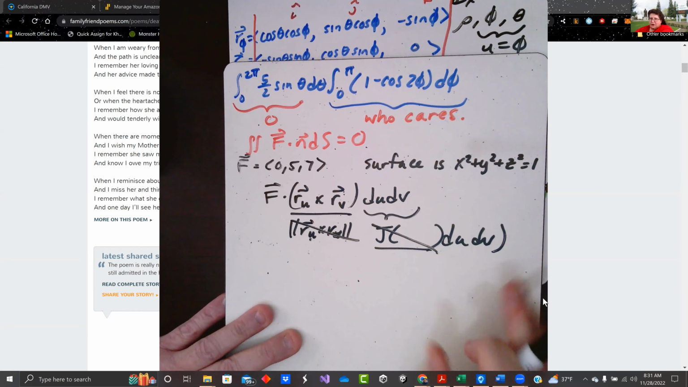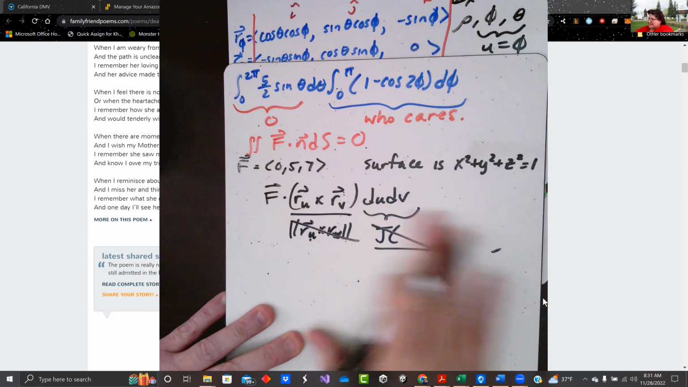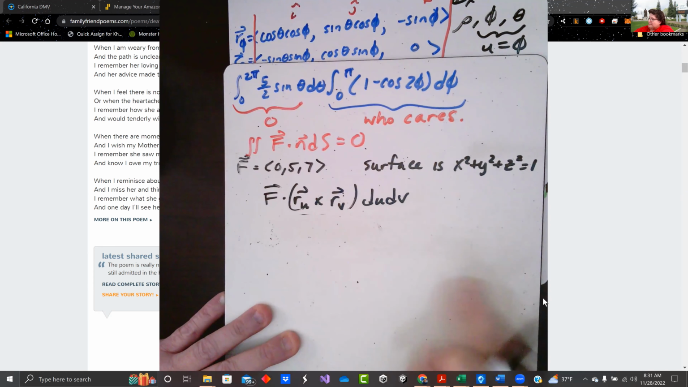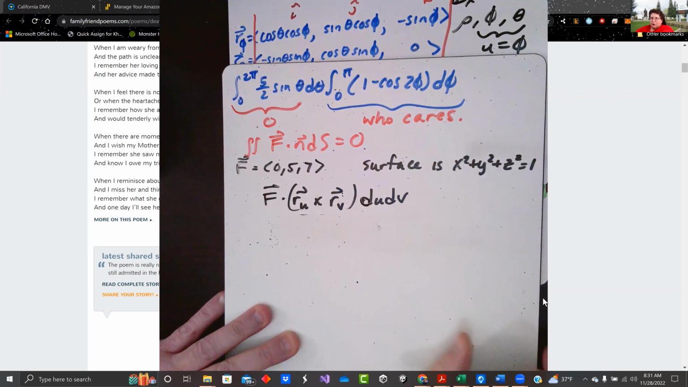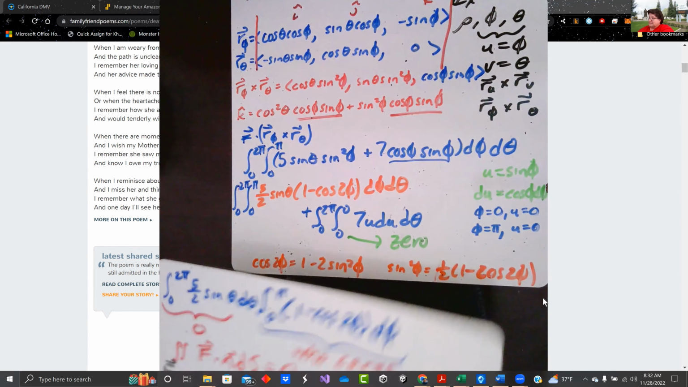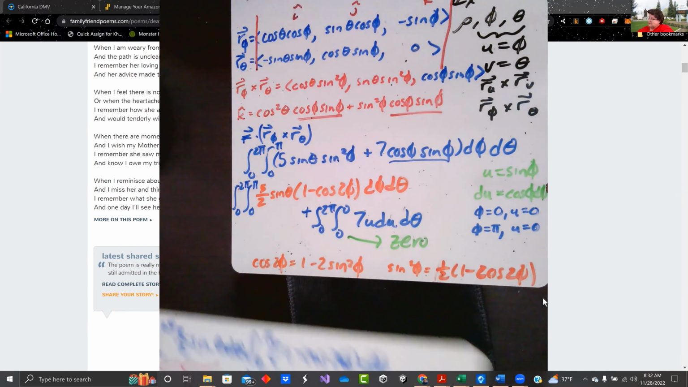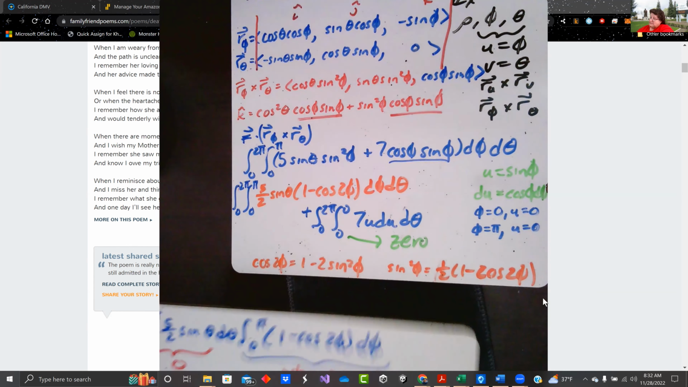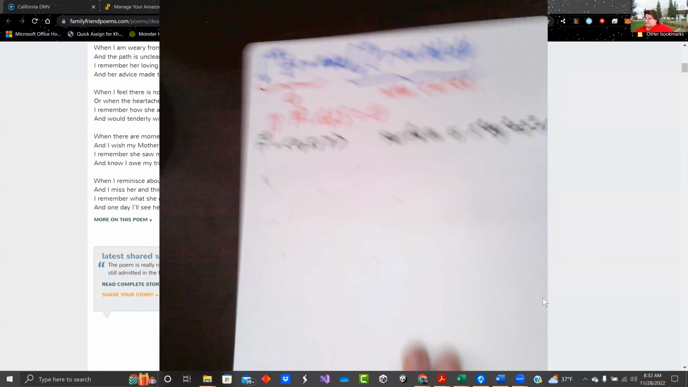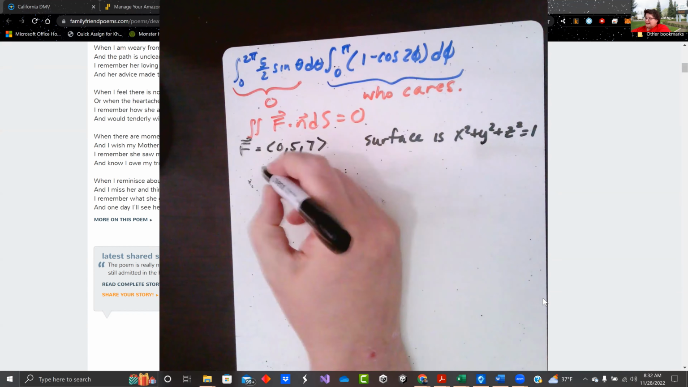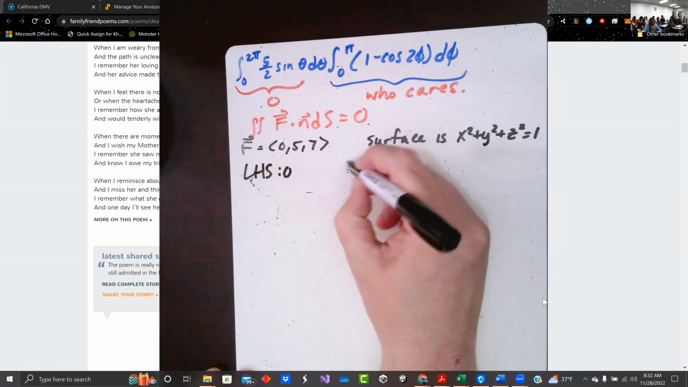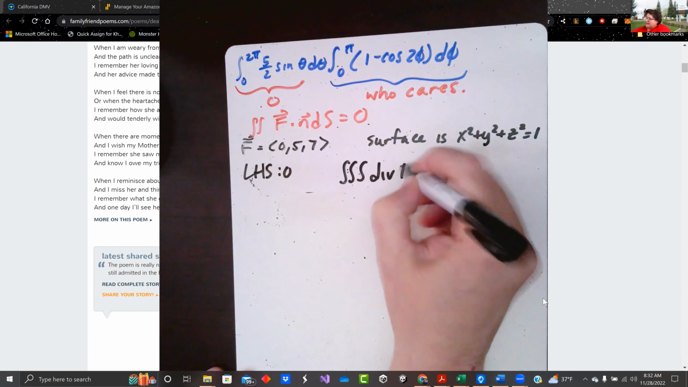So when we do F dot ru cross rv, we do not need to normalize it. It shows up in the formula already. All right, so let's do the divergence side. We know the left-hand side is 0. The right-hand side should be 0. We are doing the divergence of F dV.